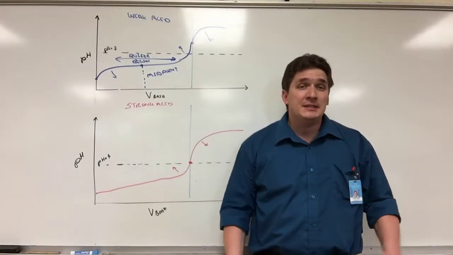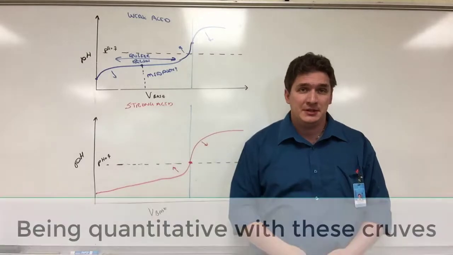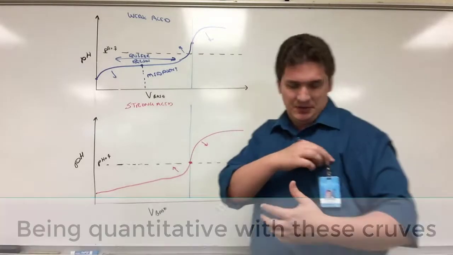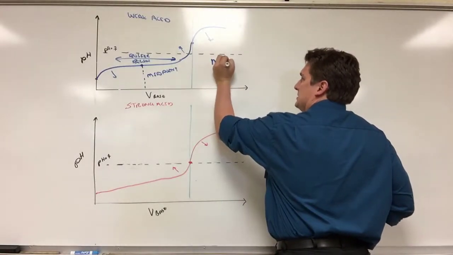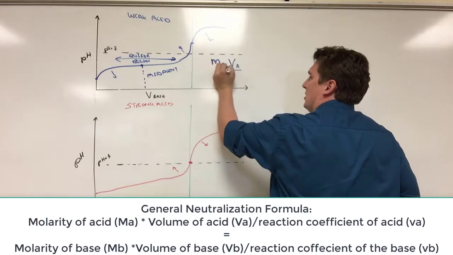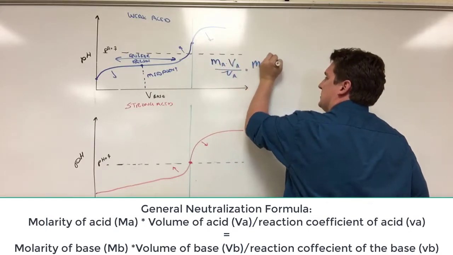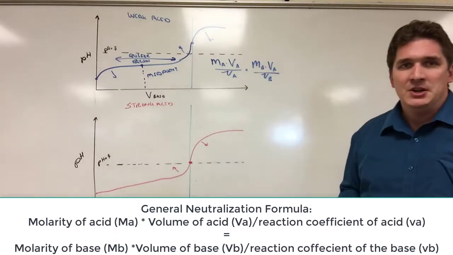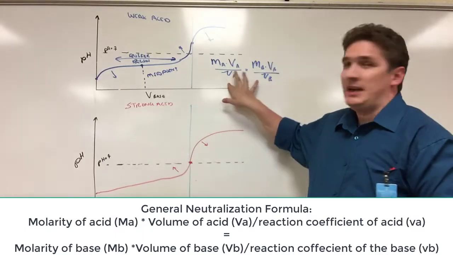So now let's be quantitative with this curve. Before, I showed you the qualitative features; let's talk about what happens when you're quantitative. When it comes to any acid-base neutralization, we have the formula: the molarity of the acid times the volume of the acid over the reaction coefficient of the acid equals the molarity of the base times the volume of the base over the reaction coefficient of the base. So if we know the reaction between the acid and the base, we can figure out VA and VB.